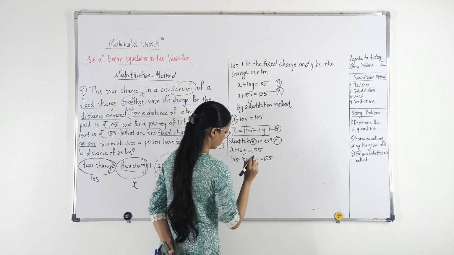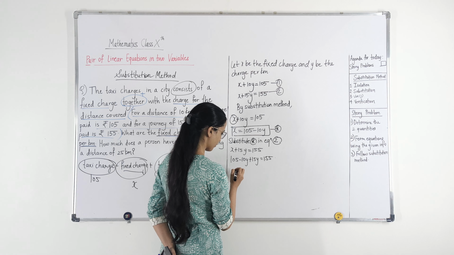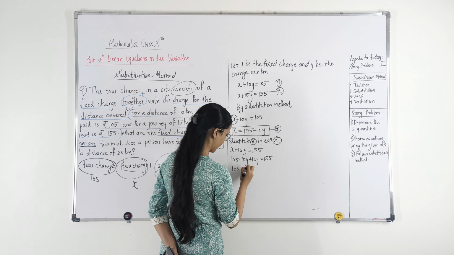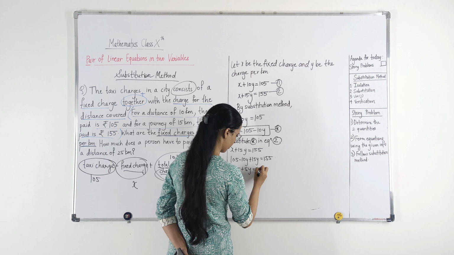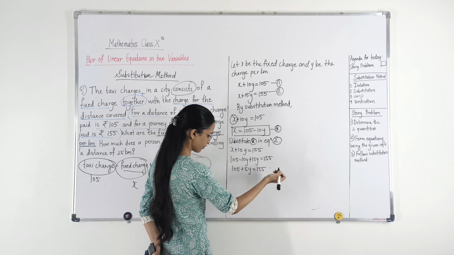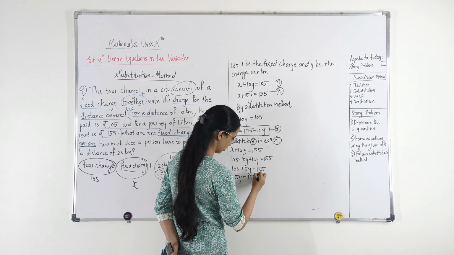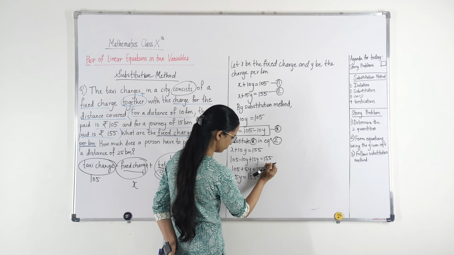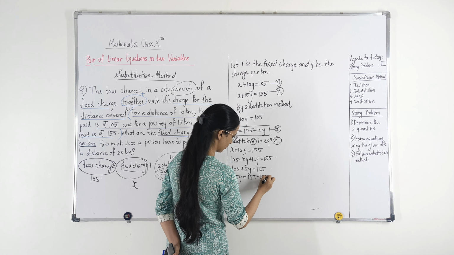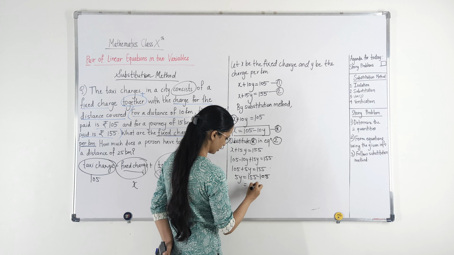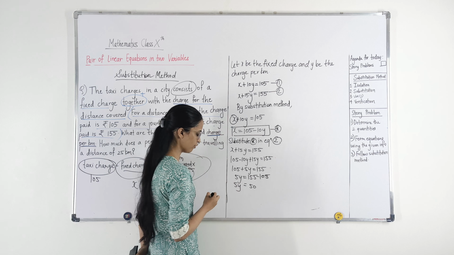Now perform normal arithmetic operations. These two are the like terms. Minus 10y plus 15y would give you plus 5y equals 155. Shift 105 to the other side. So that would give you 50, and on this side we have 5y.